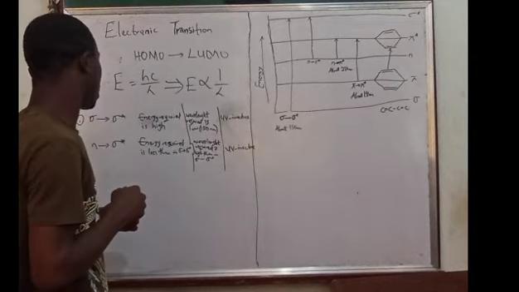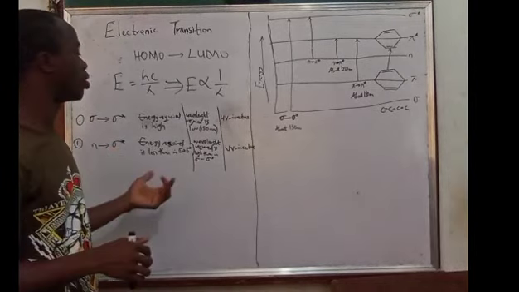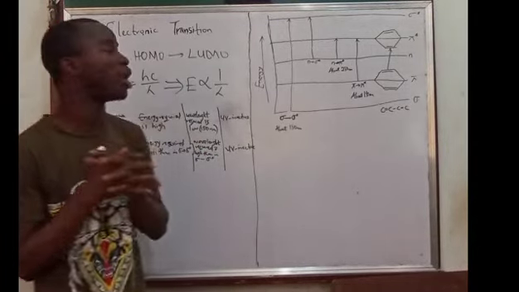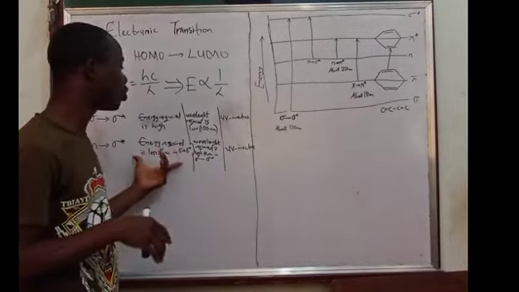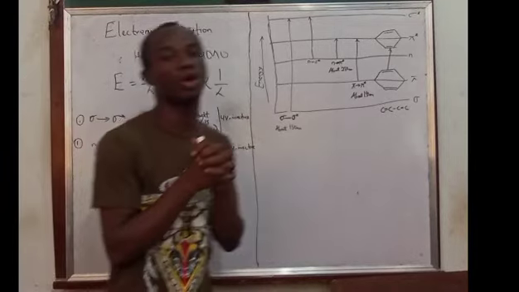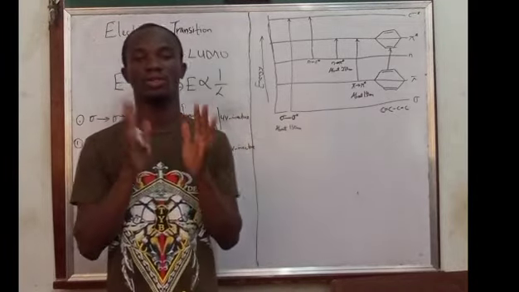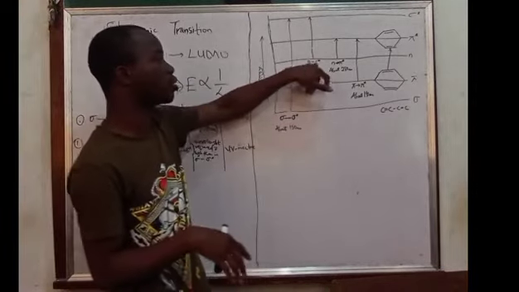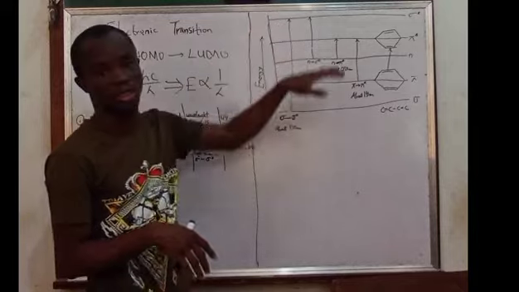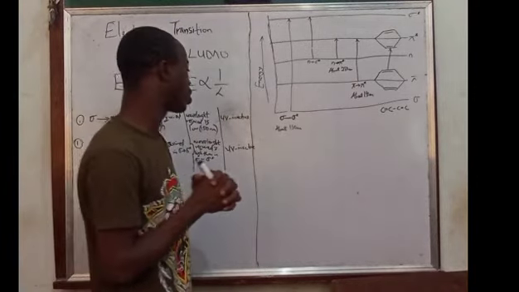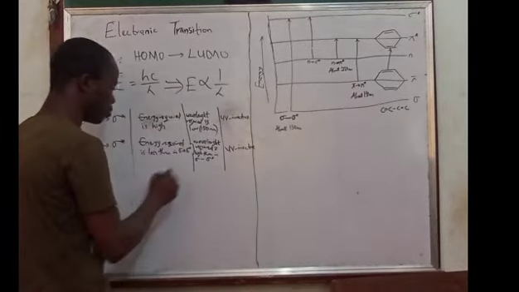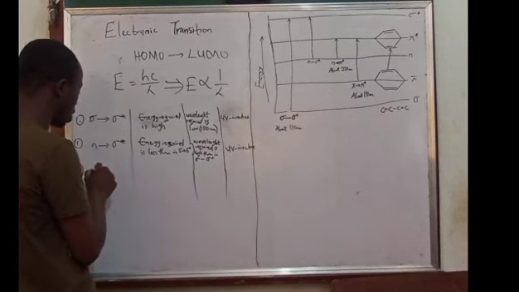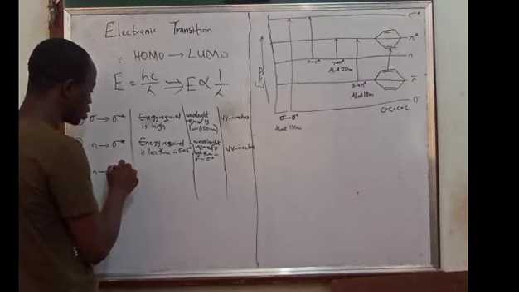So even though the energy required in this particular transition is less compared to the one we need for sigma to sigma antibonding, yet the wavelength of light required here is still not up to 200, which means that the UV light does not have sufficient energy to cause the transition from this region to this particular region. Now the next type of transition that we have is this one, from N to pi antibonding.